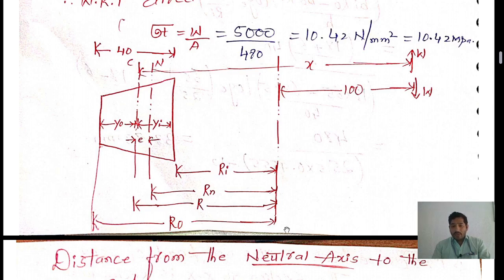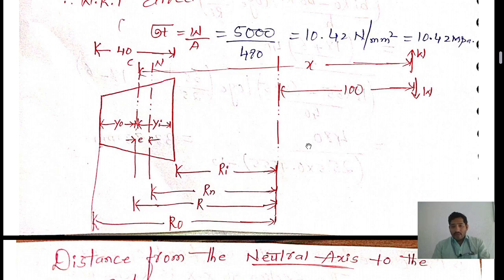If you want to measure from this section X minus X to N, the neutral axis, we can say it is the radius of neutral axis. And if you measure from this centroidal axis from the section X minus X, this R we can say is the radius of curvature.